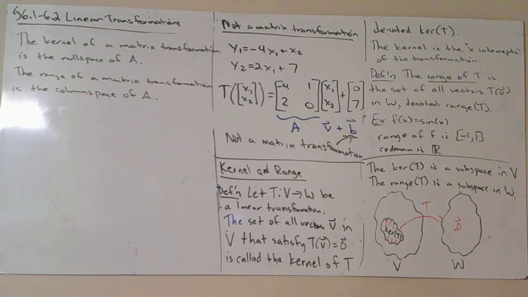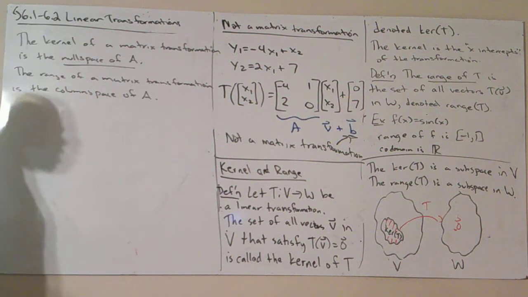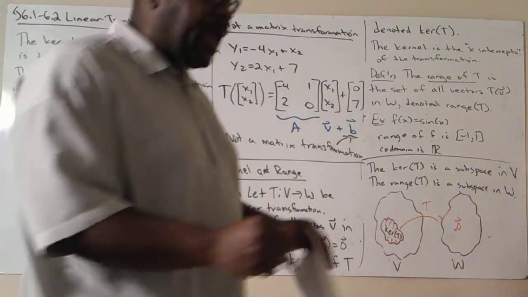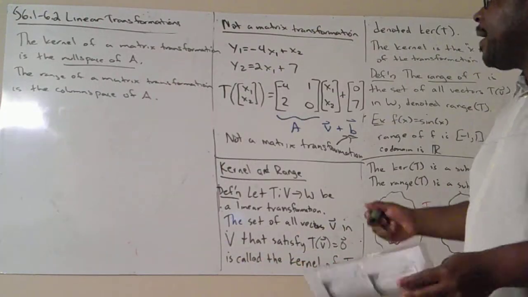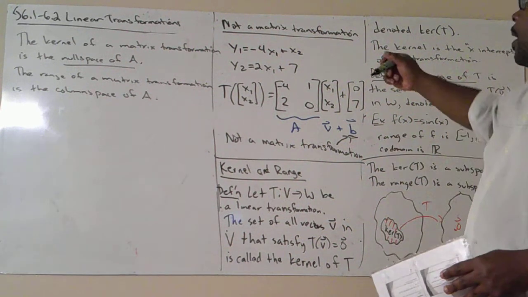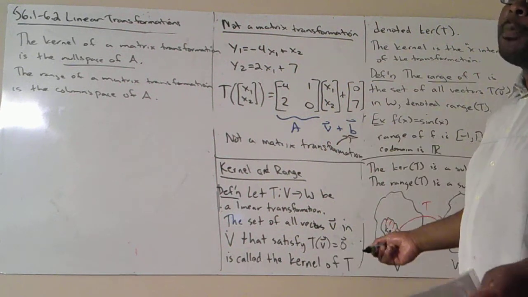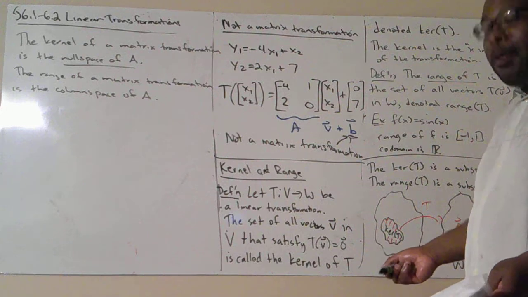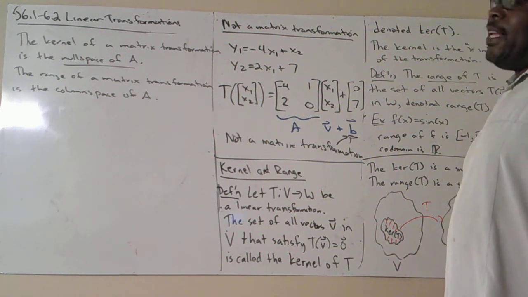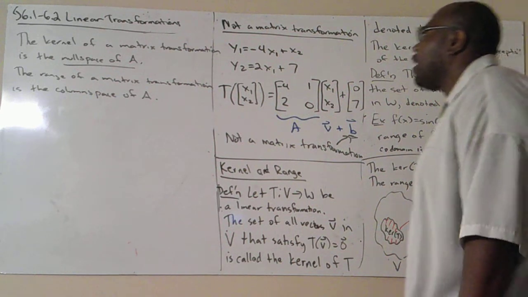So the kernel of a matrix transformation is the null space of A, which makes perfect sense because I told you the null space is also the x-intercepts of my A times X, or my A times V matrix equation. So the kernel of a matrix transformation being the null space is perfectly understandable because a matrix transformation is A times V, right? Or A times X, whatever you want to call your vector. And the range of a matrix transformation is the column space of A.